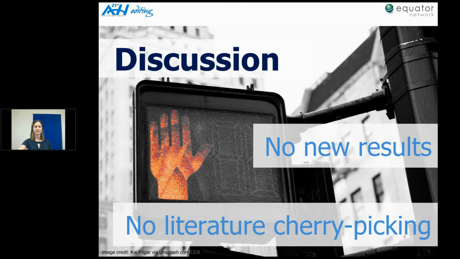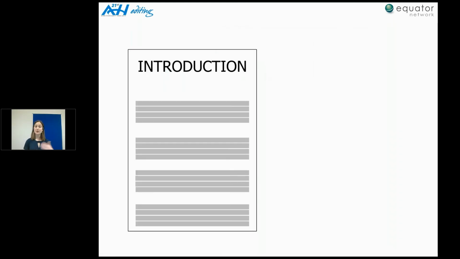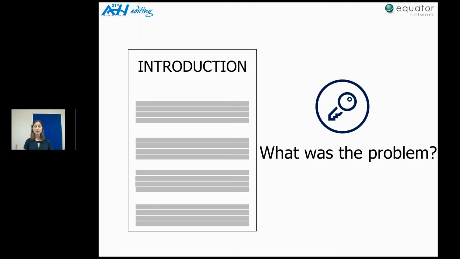Don't cherry pick. The introduction is basically a reflection of the discussion. It's again 4 big sections. And now we're asking, what was the big problem, the evidence gap that you were trying to tackle in this study?